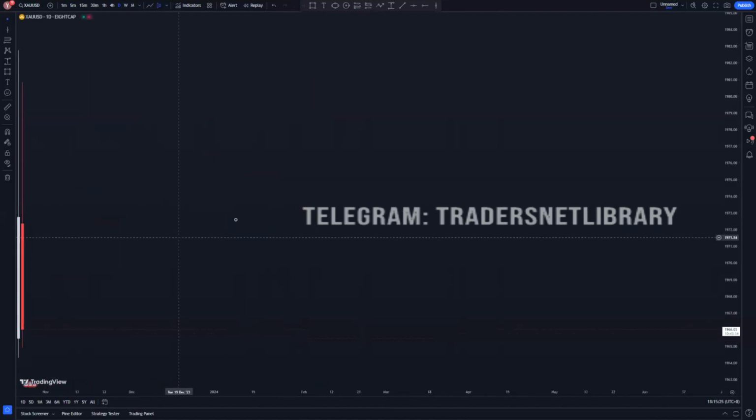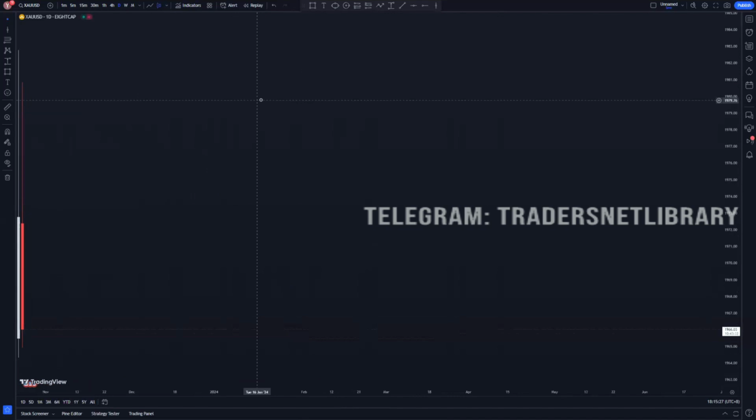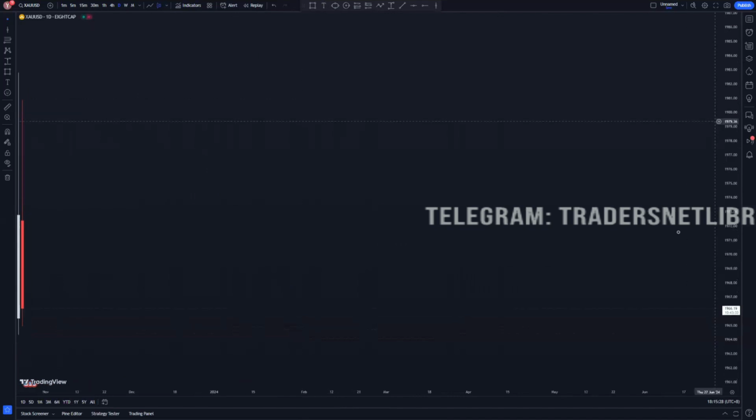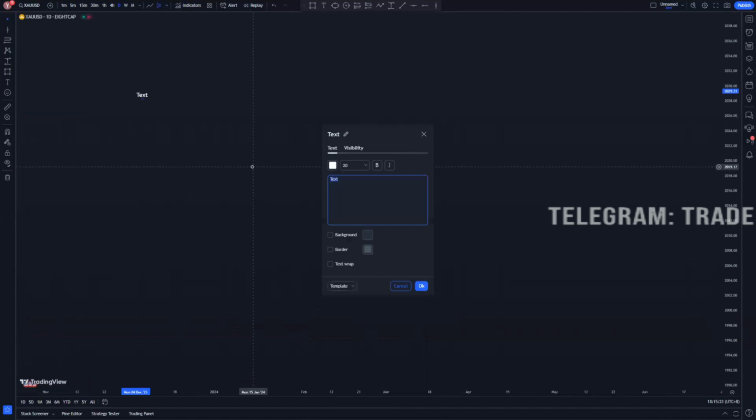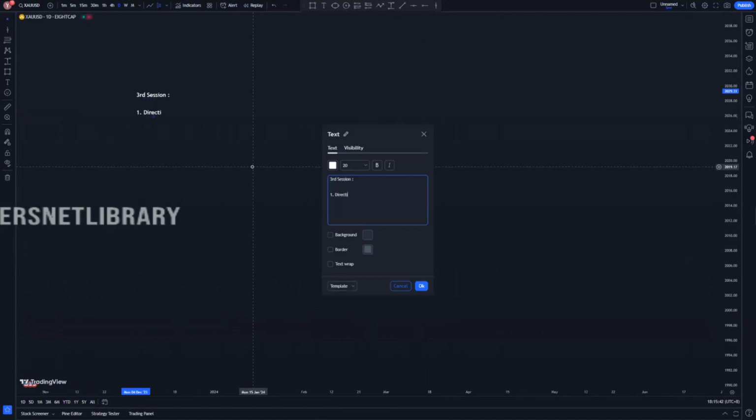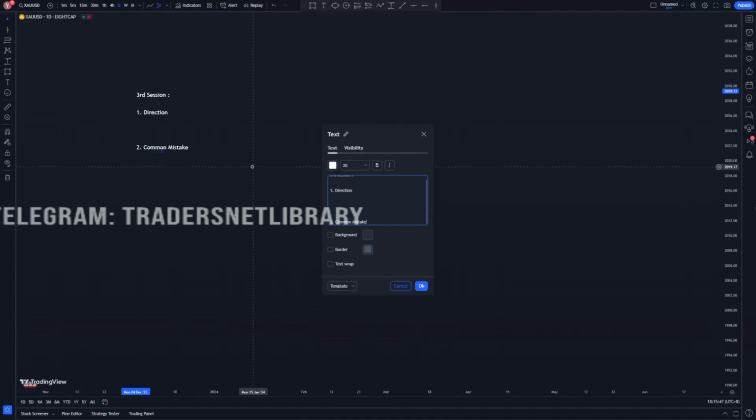In this session, which is our third session, we're just going to talk about two topics. The first one is going to be about the direction, and the second one is the common mistake. This session is not going to take that long, okay?